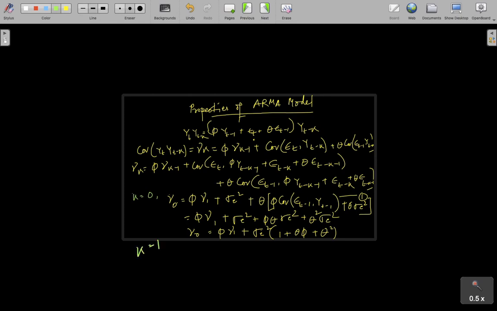If I put k equal to 1, my right side is going to be gamma 1, and my left side is going to be phi gamma 0. So this is my equation 1 and this is my equation 2, let's say.